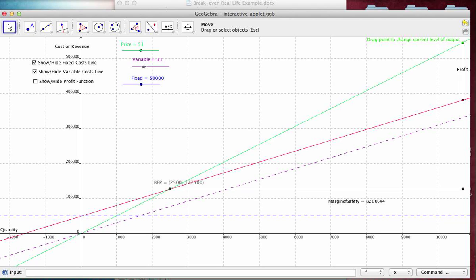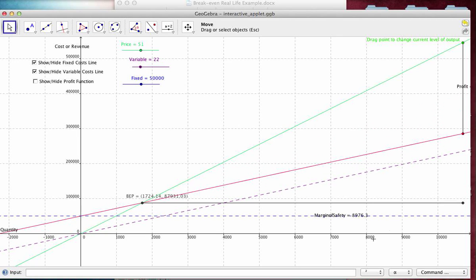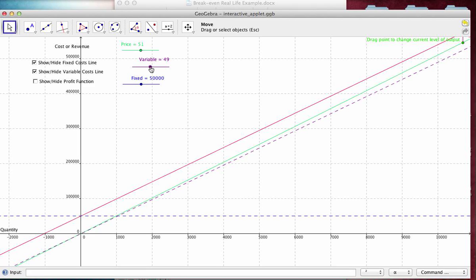Also, as variable costs decrease, the margin of safety here increases. The margin of safety is essentially the range of quantity that needs to be sold in order to make a profit here. As you can see, when variable costs increase, the margin of safety becomes smaller and losses become bigger, which are here.